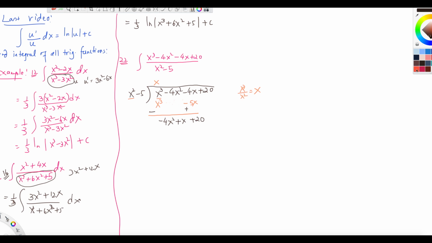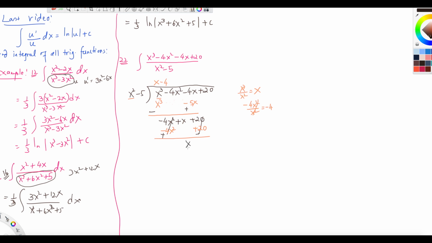Now again, you divide the highest degree term by x squared. Negative 4x squared over x squared gives you negative 4, right? Now write down negative 4 on the top. Negative 4 times x squared is negative 4x squared, right? Negative 4 times negative 5 is positive 20, right? I just skipped a space here because there is no x term. So what I'm going to do is subtract again. When you subtract, you just change the sign, and that will cancel out, right?